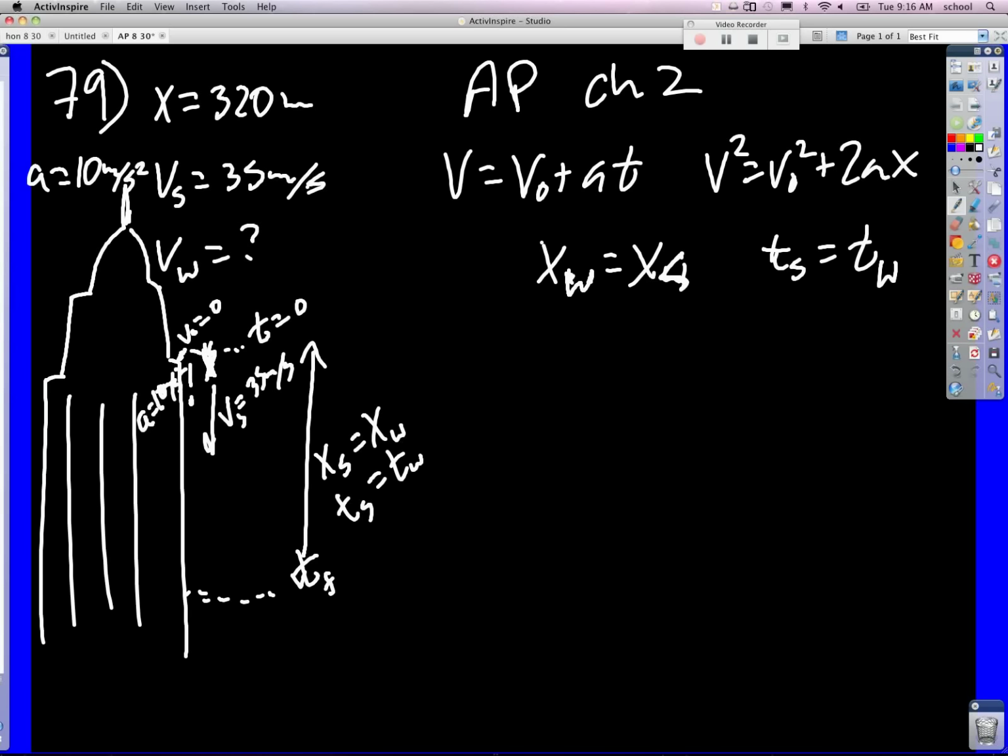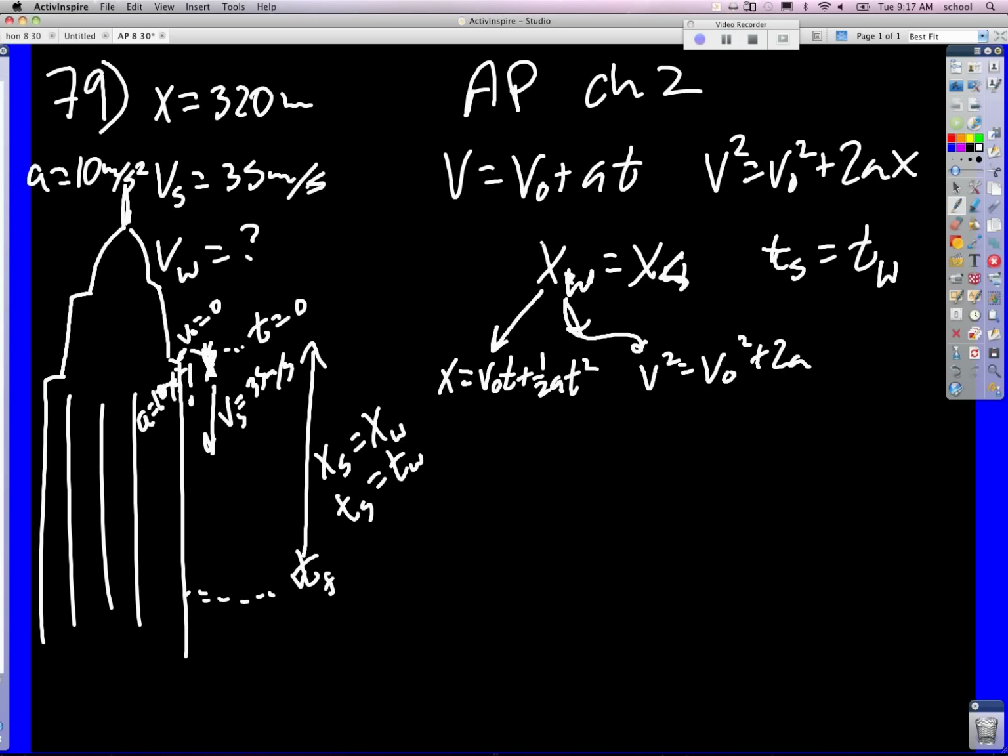Everybody okay with up to this point? We know that these two bridge statements are true. Yes? Okay. So then the question is, which one do we use, and then how do we express it? I think you can see, to get the position of the watermelon, there's two ways. We could use x equals v0t plus 1/2 at squared, or we could use v squared equals v0 squared plus 2ax. Right?